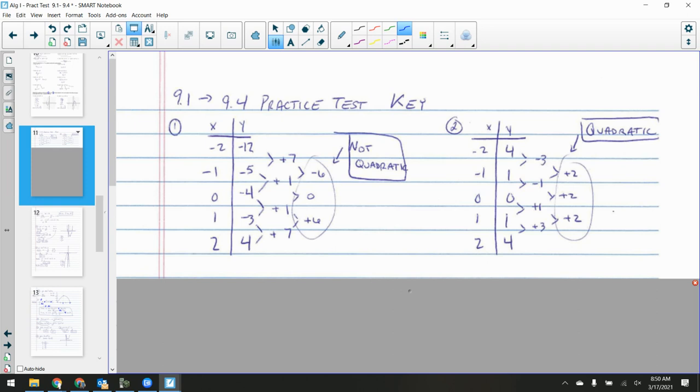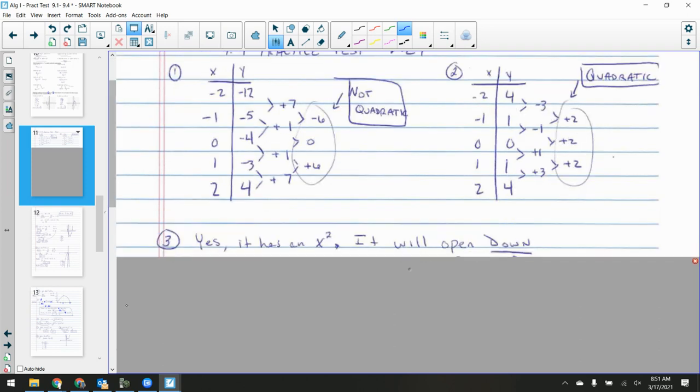All right, number three. Who had number three? Steve in the back. Good, you have to subtract the 4x squared over to the other side. That is very important because now we can tell whether it is quadratic, which is a yes, because it has an x squared term. It has to point downward, not upward, because it's a negative 4x squared. Good.